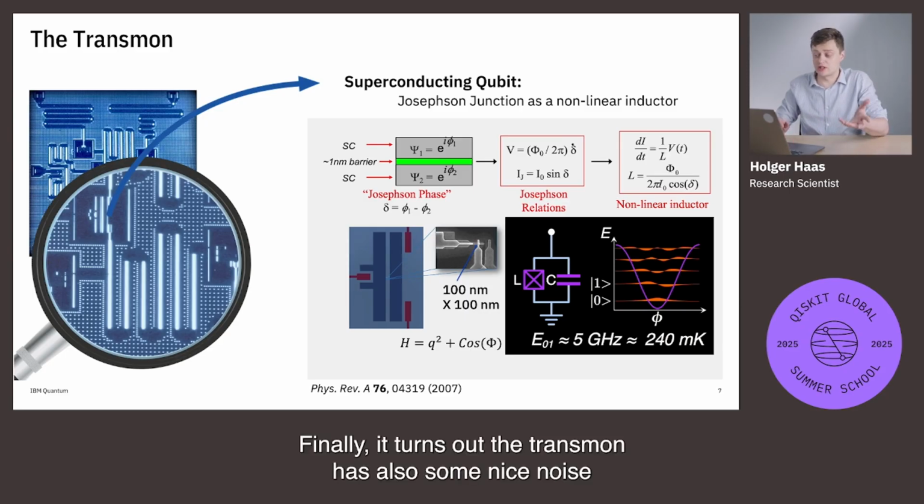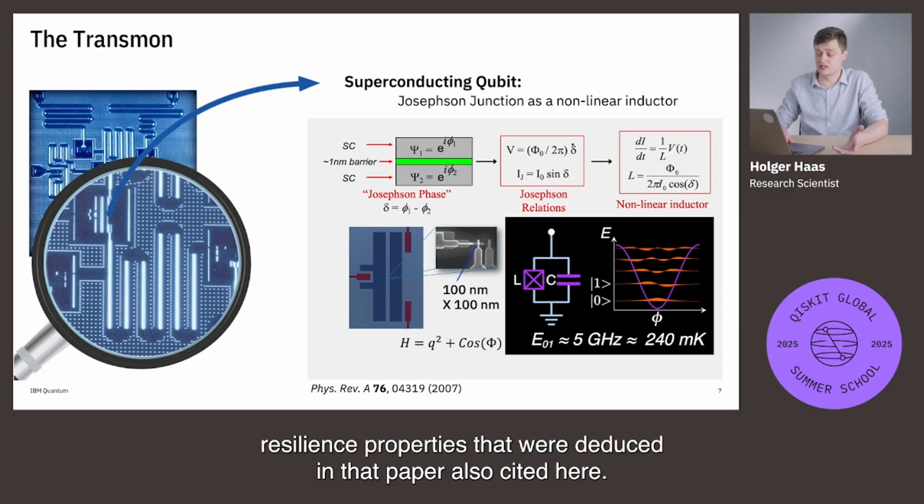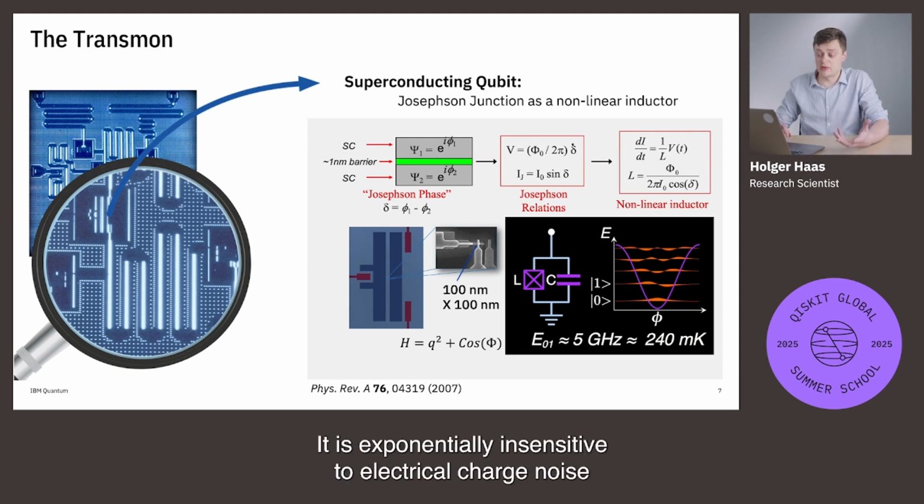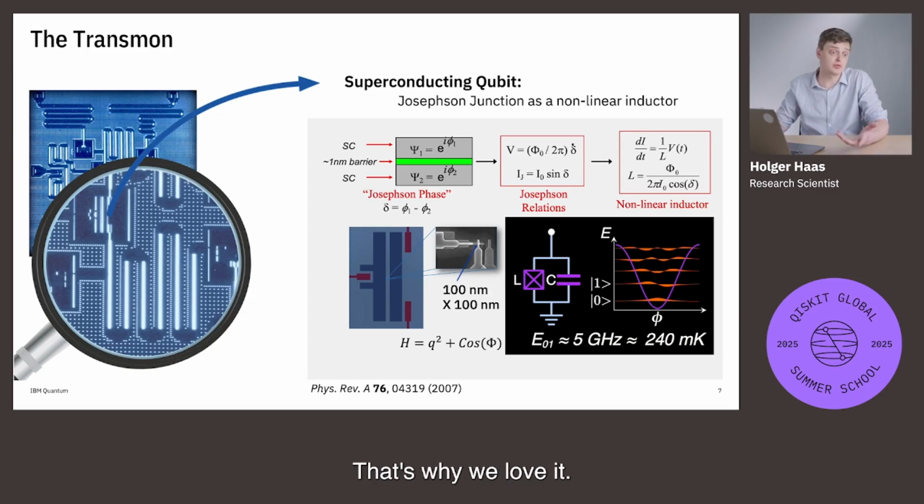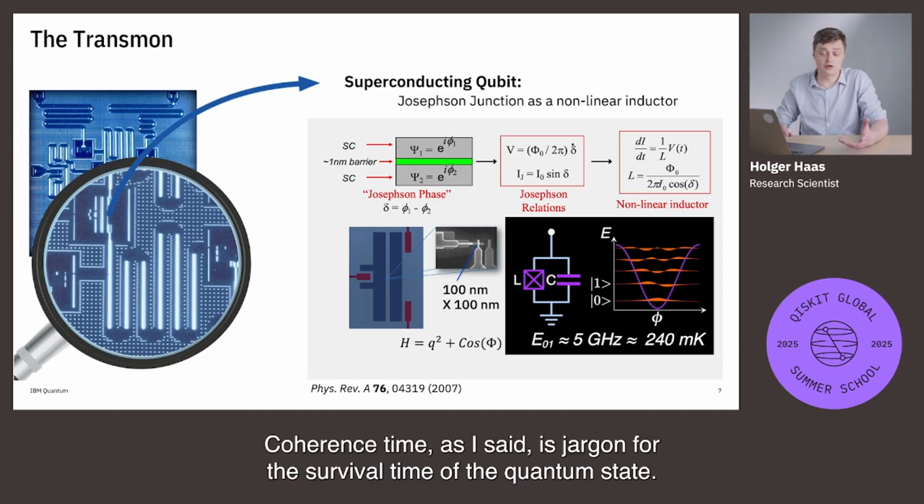Finally, it turns out that the transmon also has some nice noise resilience properties that were deduced in that paper, also cited here. It is exponentially insensitive to electrical charge noise fluctuations in the environment, which leads to long coherence times. That's why we love it. Coherence time, as I said, is jargon for the survival time of the quantum state.